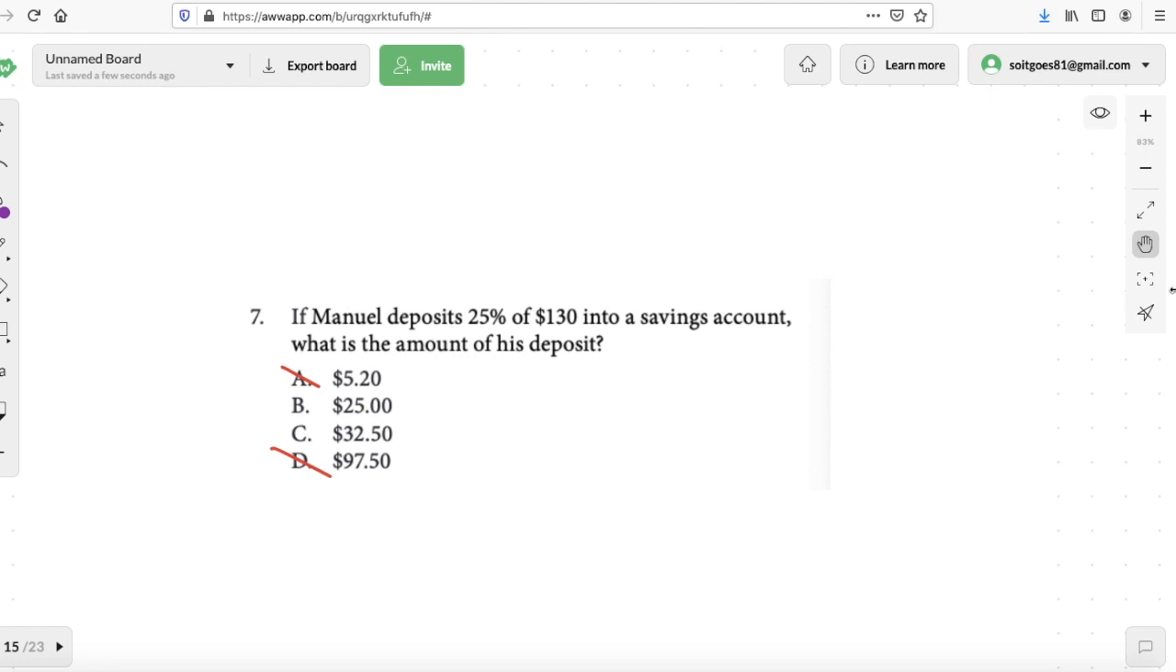And if you're going to guess between B and C, what would you guess? C. Probably C. If you did, you'd be right, because I know it can't be B. Again, 25% of 100 is 25.